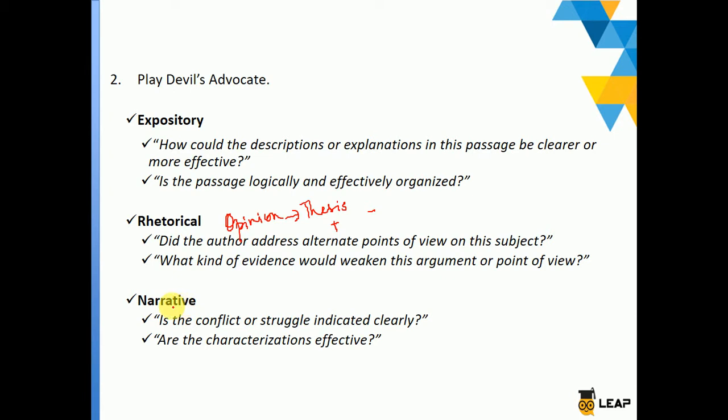For narrative proses, ask questions like, is the conflict or struggle indicated clearly? Now, if you remember, narrative is where there is a protagonist and then the protagonist's story unfolds. Everything that the protagonist goes through, whether it's a conflict, whether it's a struggle, is listed down in a narrative piece. So that's where you ask yourself questions like, is the conflict indicated clearly? Whatever happens to the protagonist, is it even shown clearly or is it left ambiguous? Are the characterizations effective? Characterizations essentially are the different ways in which the protagonist has been shown and different ways in which other supporting characters in the story have been shown. So have those characterizations been shown effectively is another question that you must ask yourself. Alright?